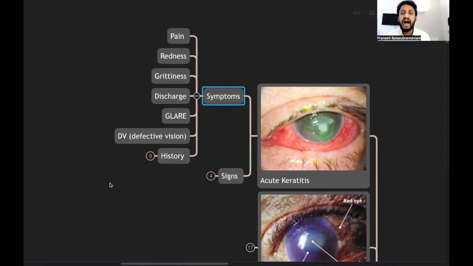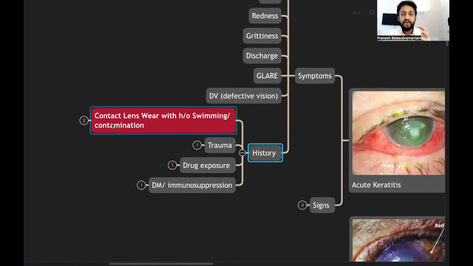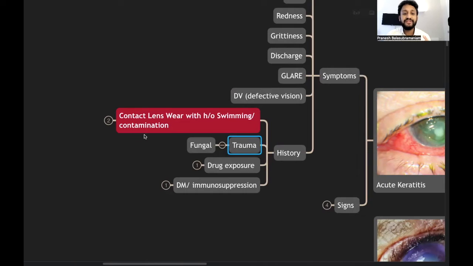So what history will you ask in these patients? Quickly, it's important to elicit the history of contact lens wear, which is very important. In a developing country like India, the important history to ask is going to be history of trauma with organic matter, which causes fungal ulcers, so fungal keratitis. In developed countries, you have to ask history of contact lens wear, especially patients who have worn their contact lens and they have slept without removing them.